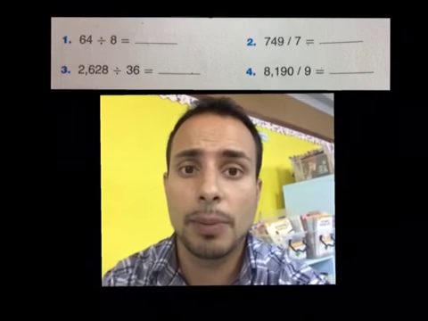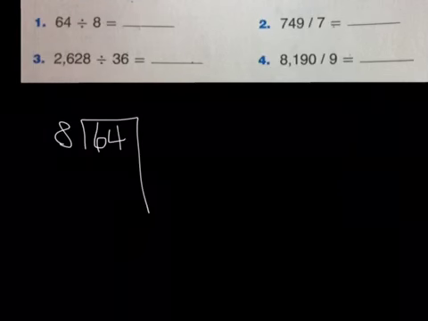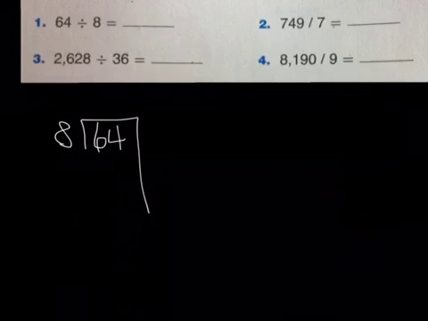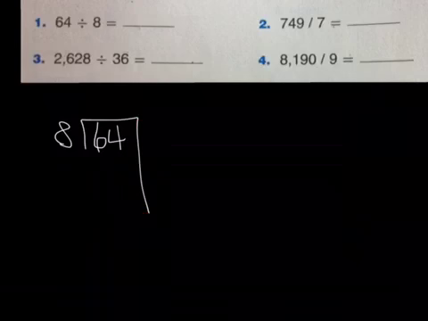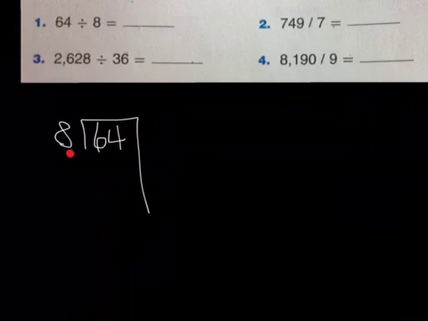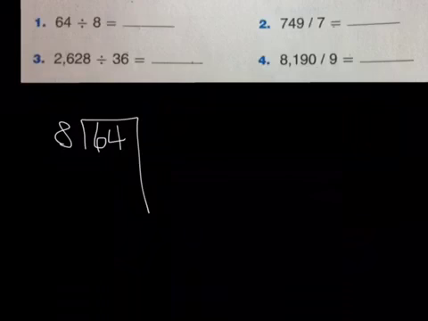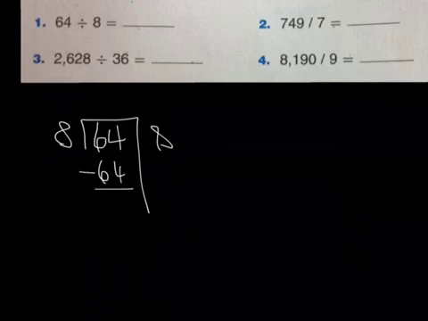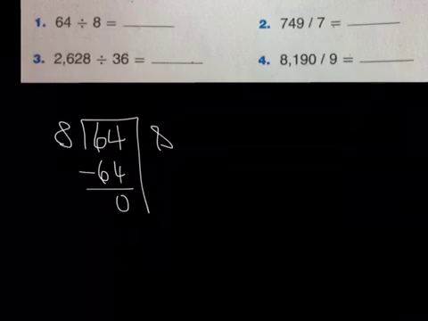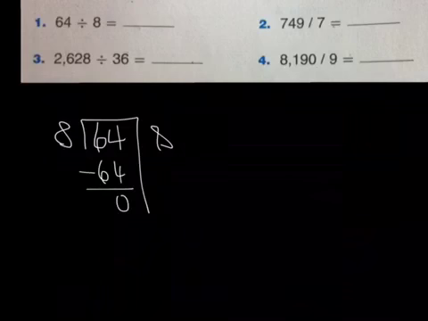Okay, so let's start with number 1. So we have 64 divided by 8, and we set it up with this line here along the side. We would draw this line down with partial quotient because we want to add up all of the 8s that are in 64. Some of you will already know that when you multiply 8 times 8, you will get 64. So the way you would do it is just 8 times 8 equals 64, and that gives you 0, and your answer is simply 8.